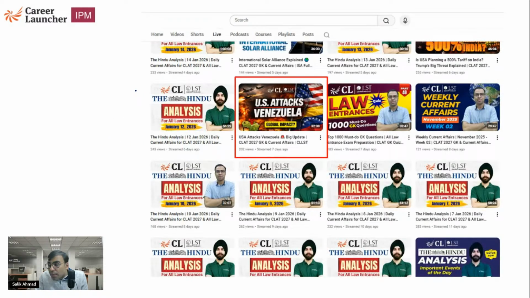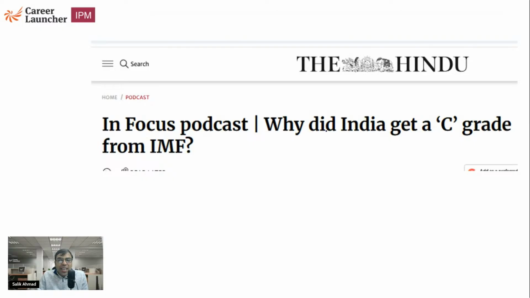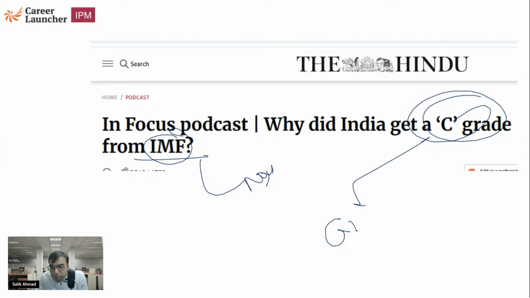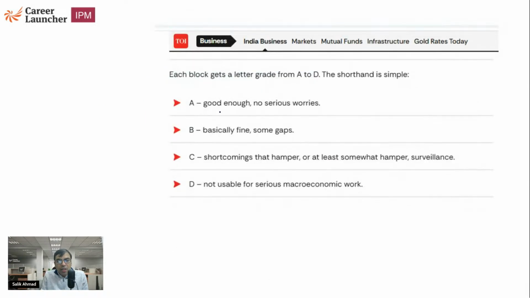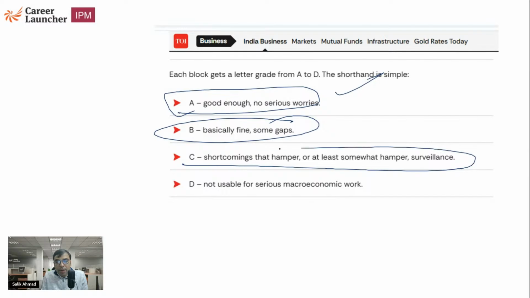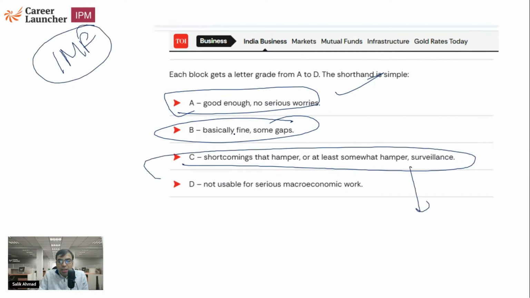Then let's talk something more about it. जैसे for example भी recently क्या हुआ था, इकोनॉमिक्स का न्यूज था, नवंबर दिसंबर में न्यूज था कि IMF gave C grade to India as far as GDP calculation data method is concerned. So 4 ग्रेड मिलता है A B C D. तो मैं दिखाता हूँ. A good enough, B basically fine, C shortcoming that can hamper. Means according to IMF, International Monetary Fund, India's GDP calculation method is not correct. ये उन्होंने कहा था. So C grade दिया था.